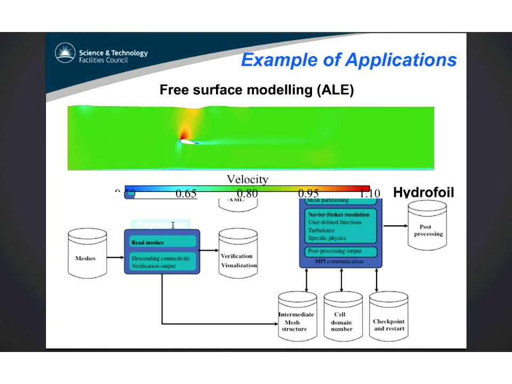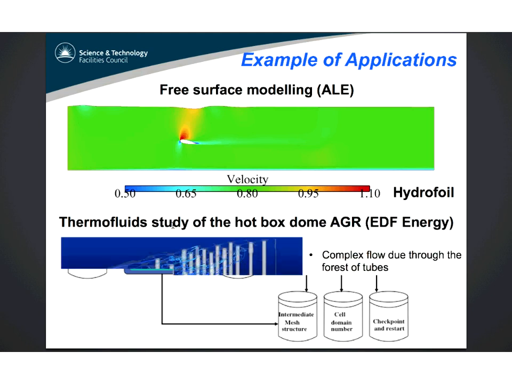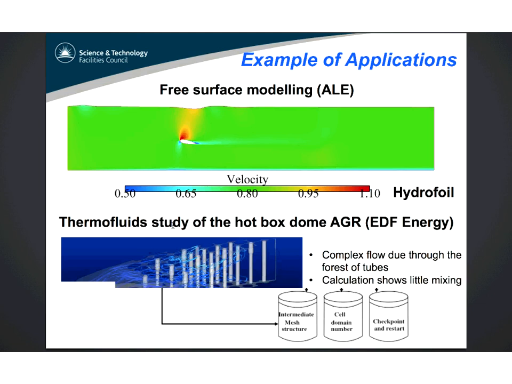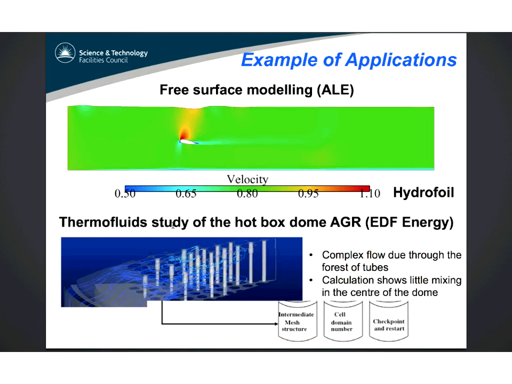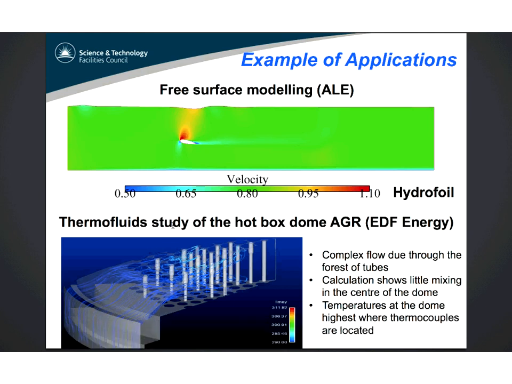So here are two applications which were selected. The first one shows the flow around a hydrofoil. This is a 2D modeling, but using moving meshes, because the free surface is also modeled, as you can see just above the hydrofoil. This is an academic problem, and underneath, there's an industrial problem which is investigated together between us and EDF Energy.